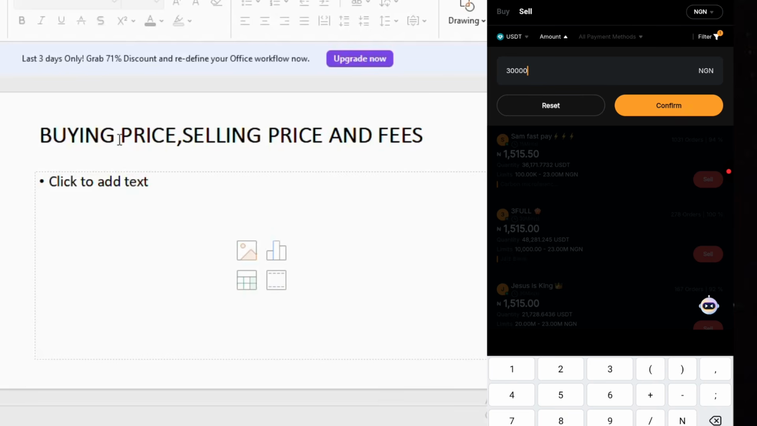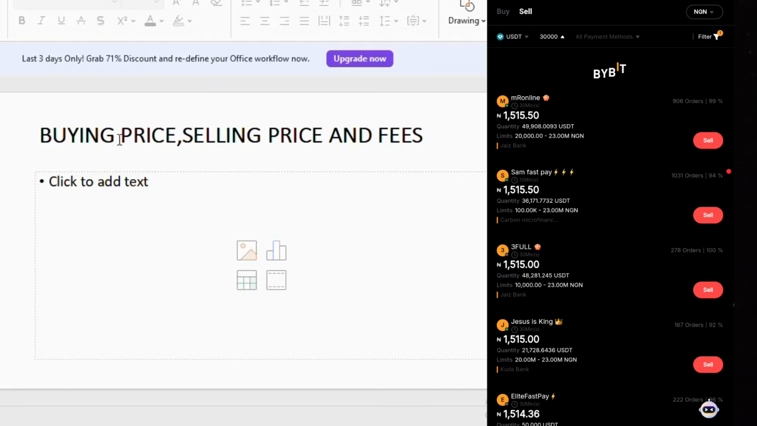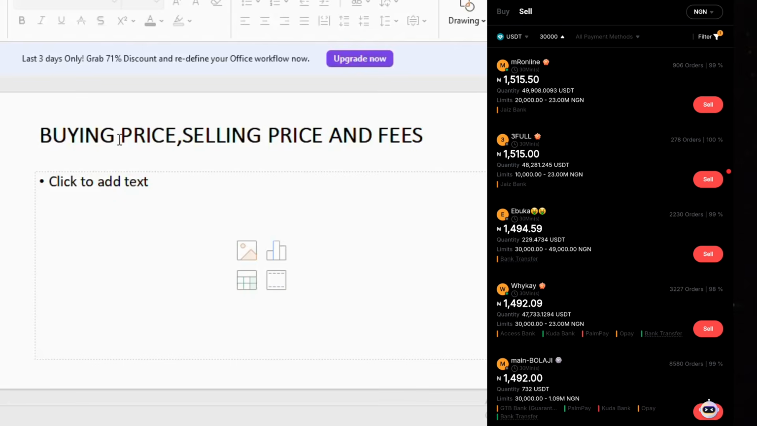From my experience, I found out that when you put in about 30,000 naira in this amount area and click on confirm, it gives you the original price at which people are buying in the market, the real buying price in the market. From here you can see the real buying price for you as a merchant in the market. Forget about all these guys that are showing one. Once you have put in that 30,000, this is a secret actually, just put in 30,000.